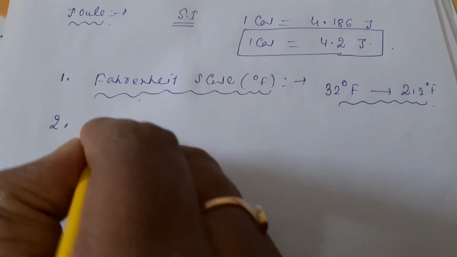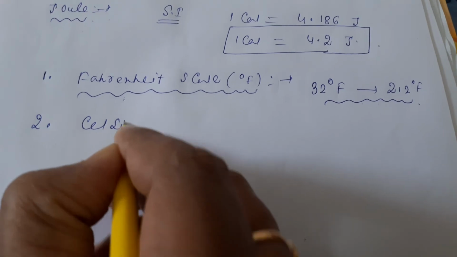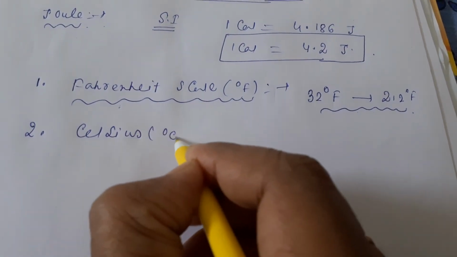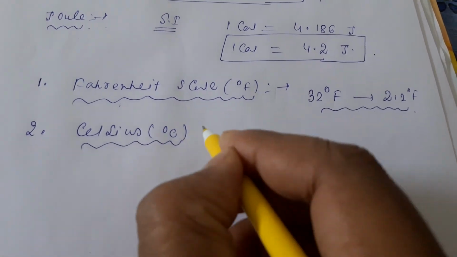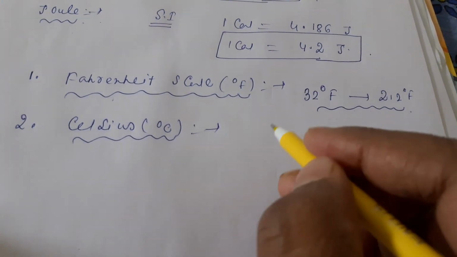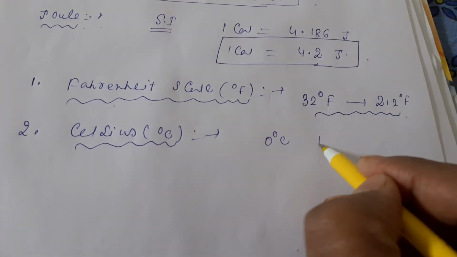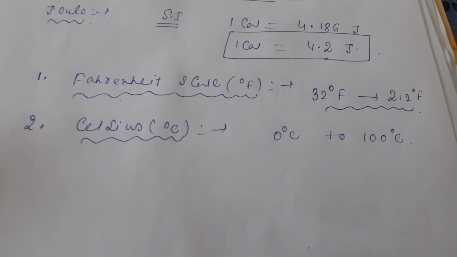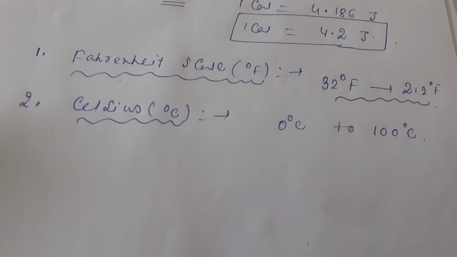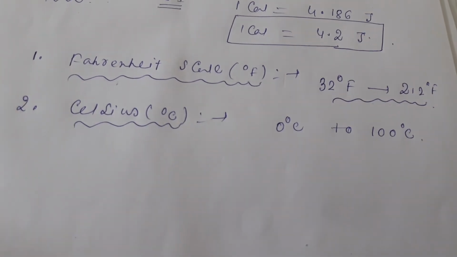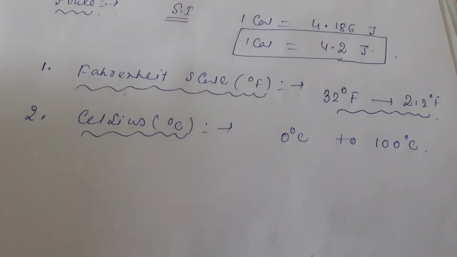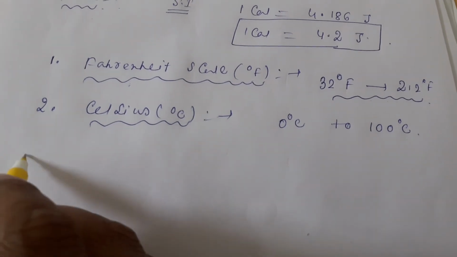Next one is the Celsius or the centigrade scale. It is also denoted as degree centigrade. We know that one. So here we know that 0 degree to 100 degree centigrade, we can easily measure all the temperatures. Clear? So here there are 100 divisions, so you can easily calculate. These are the basic things from 6th standard, you are reading all these things.